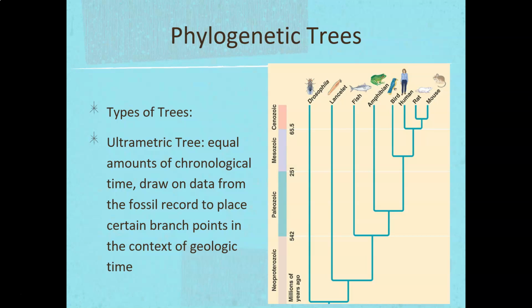Ultrametric trees, these now layer on top of them chronological time. So this one's happening to show some of that geologic history here as it relates to when those branch points actually occurred. Okay, so it puts into context some of that geologic time. Usually we're utilizing ultrametric trees when we're taking data specifically from fossil records.